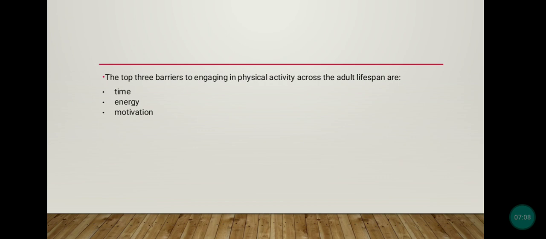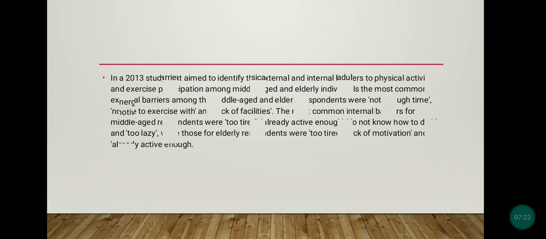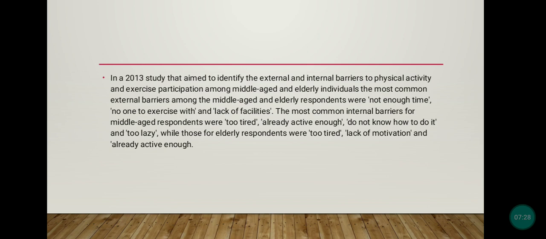So we have the top three barriers to engaging in physical activity across the adult lifespan, and those are time, energy, and motivation. In a 2013 study that aimed to identify the external and internal barriers to physical activity and exercise participation among middle-aged and elderly individuals, the most common external barriers were not enough time, no one to exercise with, and lack of facilities.